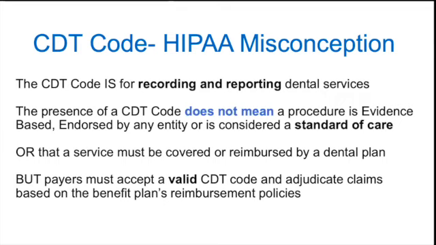So what's a valid code? A valid code is a CDT code that exists in that year's CDT code book. Simply put, the CDT code exists for recording and reporting. If a provider is delivering care, it must be reportable without judgment on it being considered within the standard of care or the existence of supporting evidence.